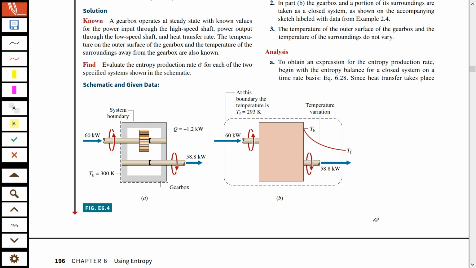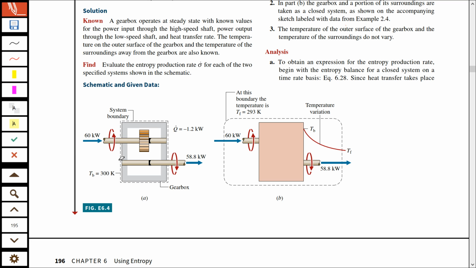So can someone now tell me which form of energy is being transferred at the inlet here? Because kilowatt only means rate of energy transfer. It doesn't tell you which form.